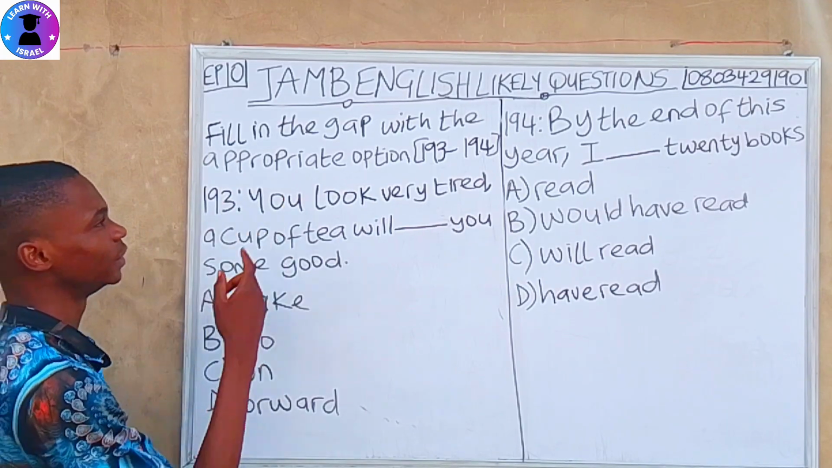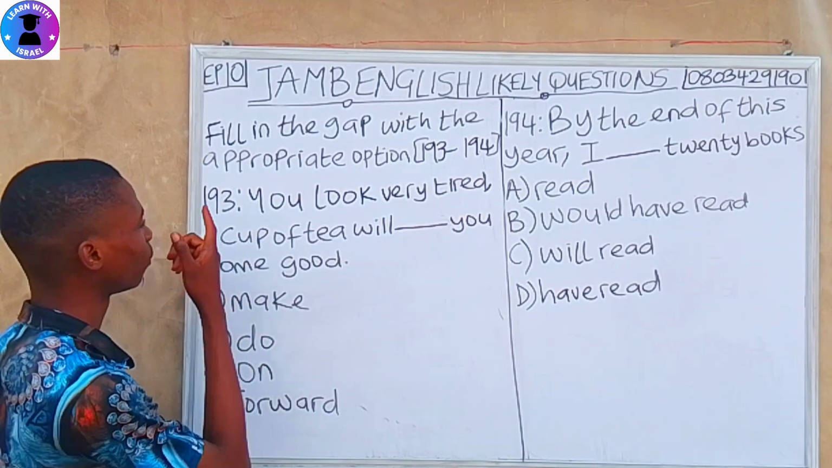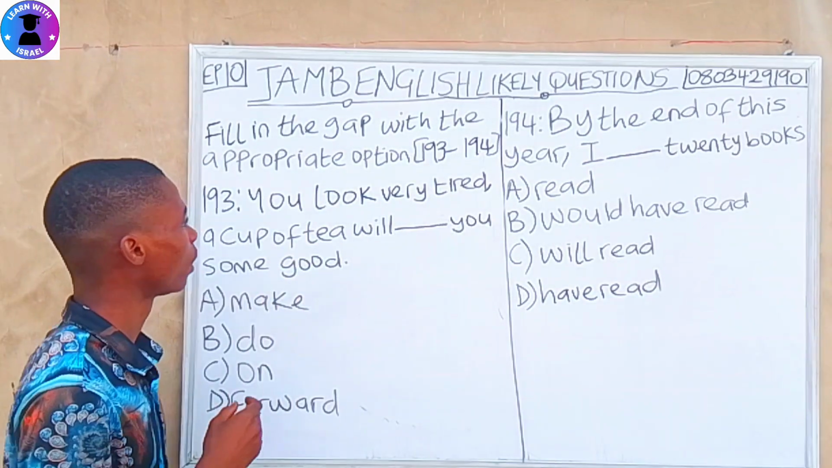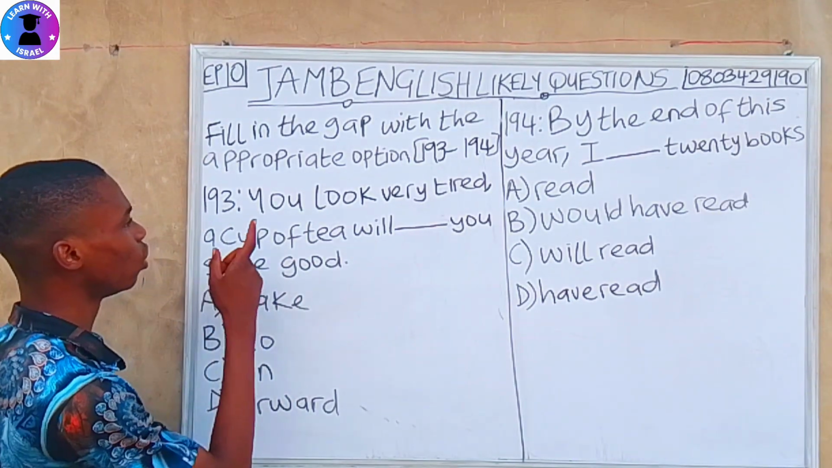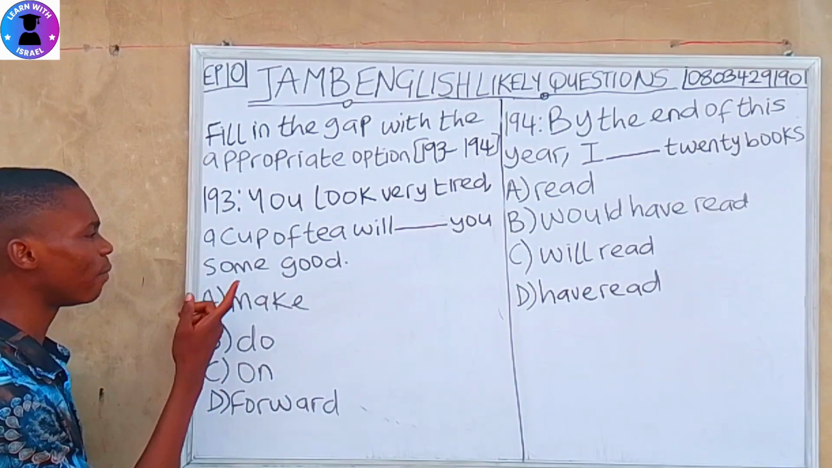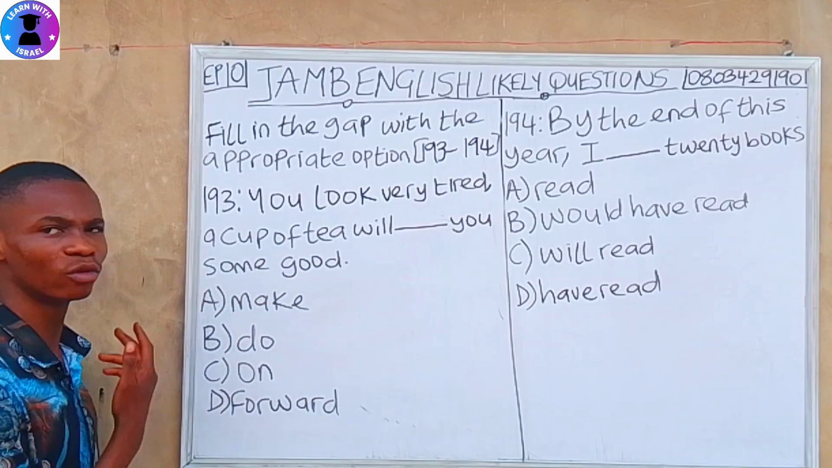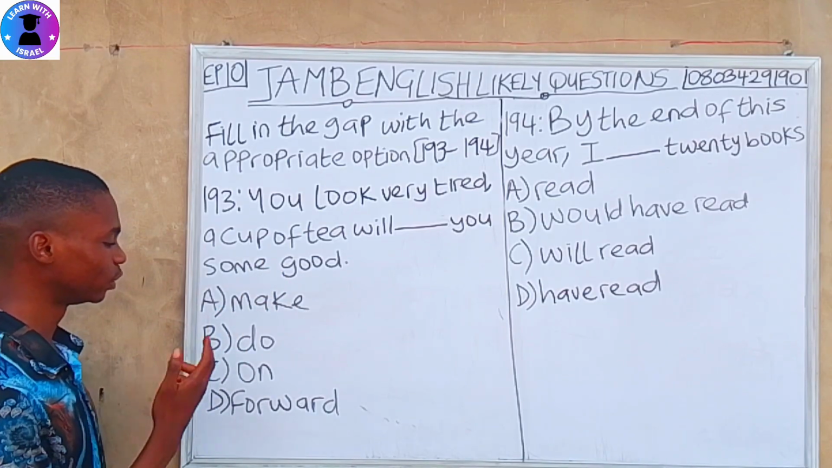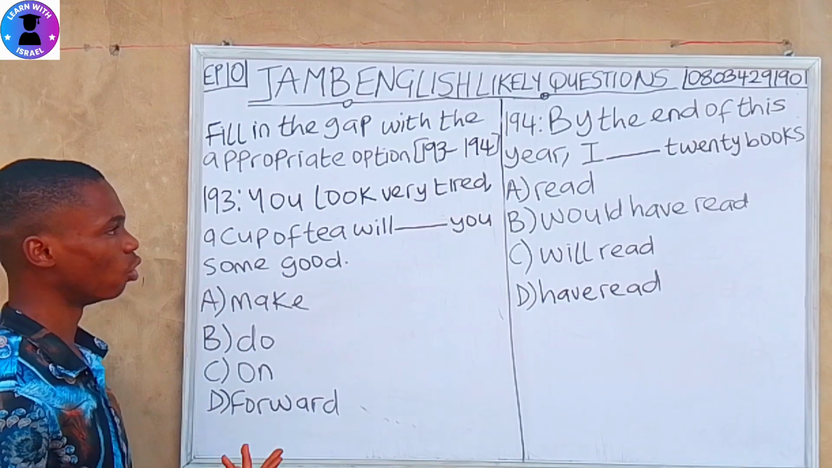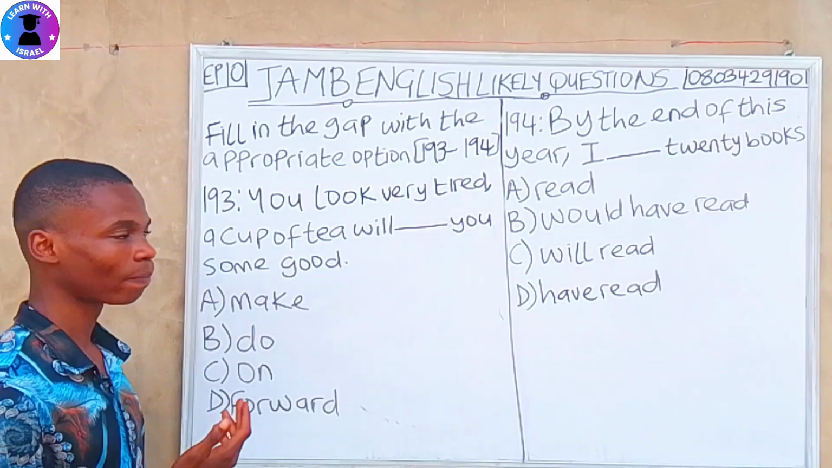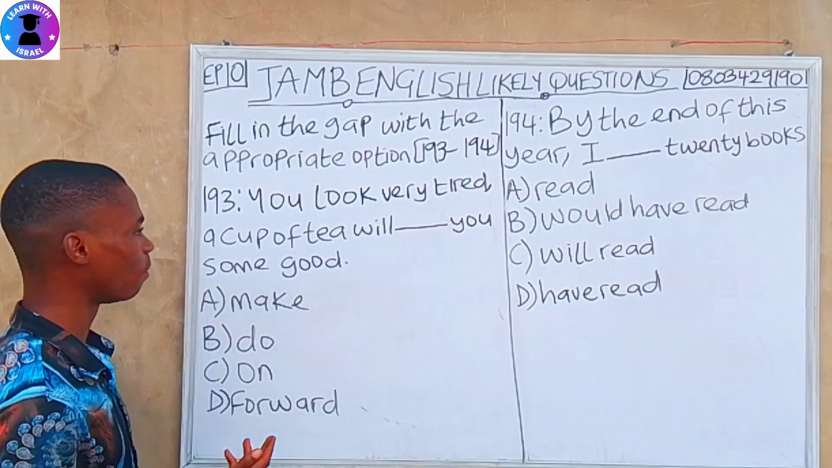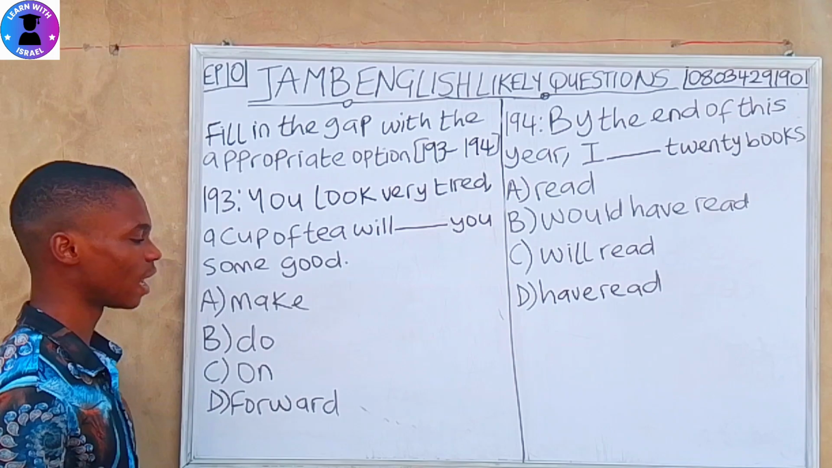Fill in the gap with the appropriate option from question 193 to 194. Question 193. You look very tired. A cup of tea will dash you some good. A. Make. B. Do. C. On. D. Forward. So let's start from option D. You look very tired. A cup of tea will forward you some good. That's wrong.